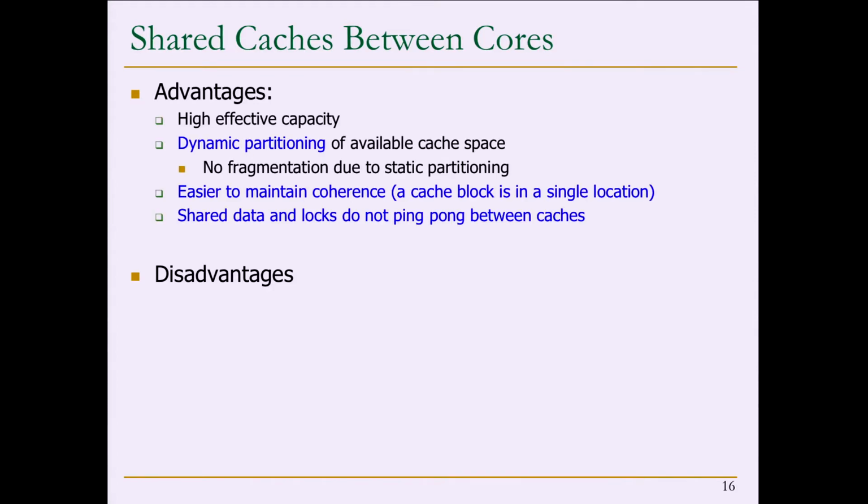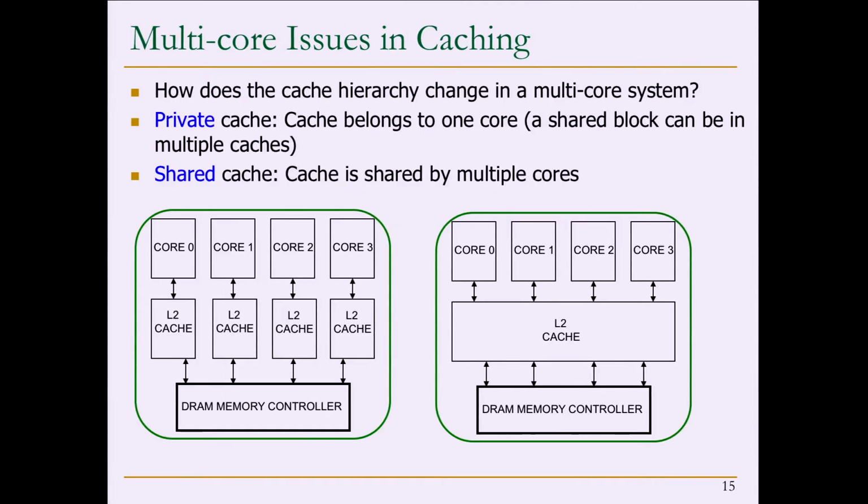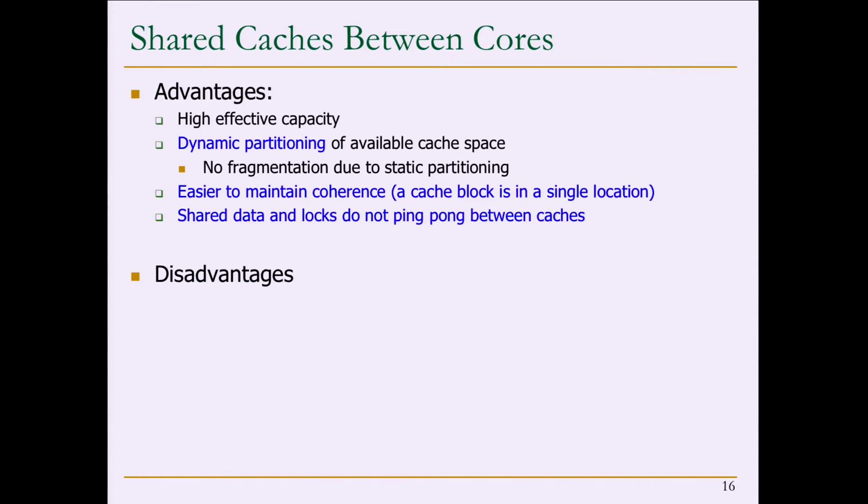Capacity is another advantage, actually. You get high effective capacity if you have a shared cache. For example, if these are each 1 megabyte caches and this is a 4 megabyte cache, if this core needs 2 megabytes and everybody else needs only 0.1 megabytes, these caches are wasted, if you will, and this cache is thrashing. Whereas if you have a shared cache, everybody would fit comfortably into the cache, right? So you enable dynamic partitioning of the available cache space. You don't have the fragmentation issue due to static partitioning that I just talked about. It's easier to maintain coherence, and shared data and locks don't ping-pong between caches.